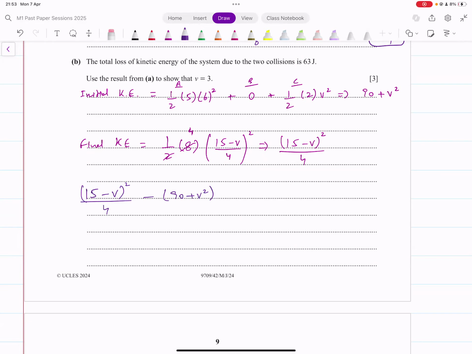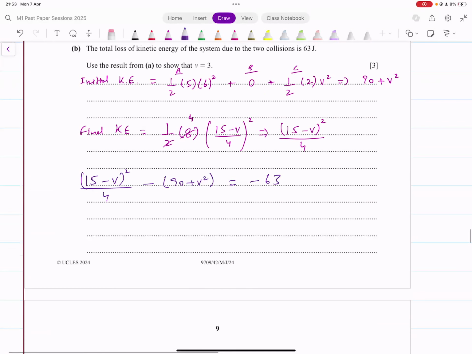This is going to be equal to what? There's the loss in kinetic energy. That's 63. That means it's equal to minus 63. Or you could also do 90 plus v squared minus this, equal to plus 63. You could do it either way. If we do final minus initial, then we're talking about change. Since there's a loss, that change has to be negative. So that's why I put negative there. Now you can solve this equation and see what that gives you.